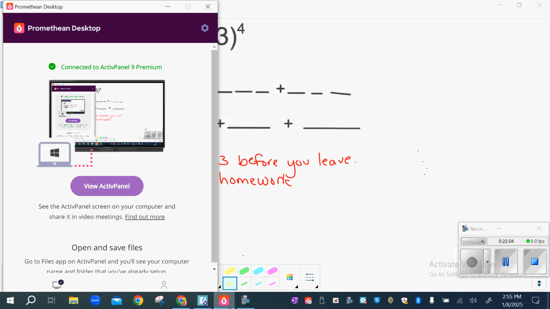Four times 3 is 12. This is right. This is right. Why do you have 12?